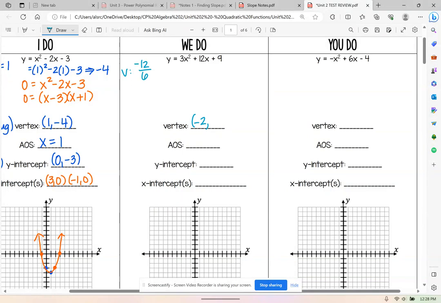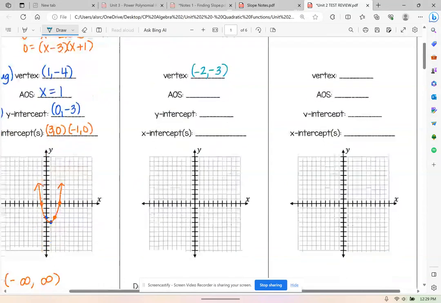How do you find the y coordinate? Plug it back in. So I have 3 times negative 2 squared plus 12 times negative 2 plus 9. Whenever you square anything, what happens? It becomes positive. So this is 3 times 4, which is 12, minus 24, and then add 9. 12 minus 24 is negative 12, plus 9 is negative 3. Negative 2, negative 3.